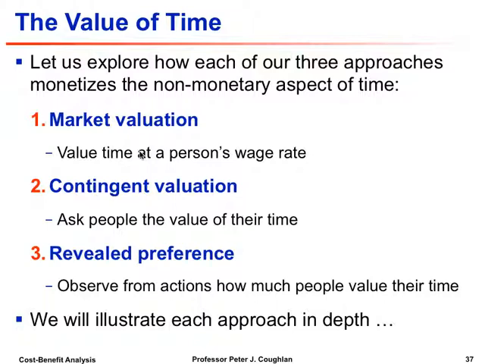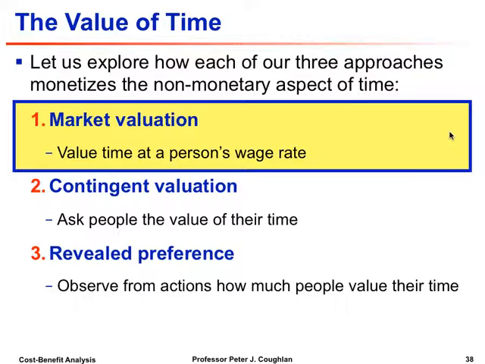Well, we will go through each of our three approaches and see how we would apply each of them to the valuation of time. Three approaches to the monetization of the non-monetary benefit or cost of time. The first approach is market valuation, which would be things like valuing a person's time at a person's wage rate. Contingent valuation means asking people the value of their time. Revealed preference means observing people's actions to see how much they actually value their time. We're going to illustrate each of these approaches in depth.